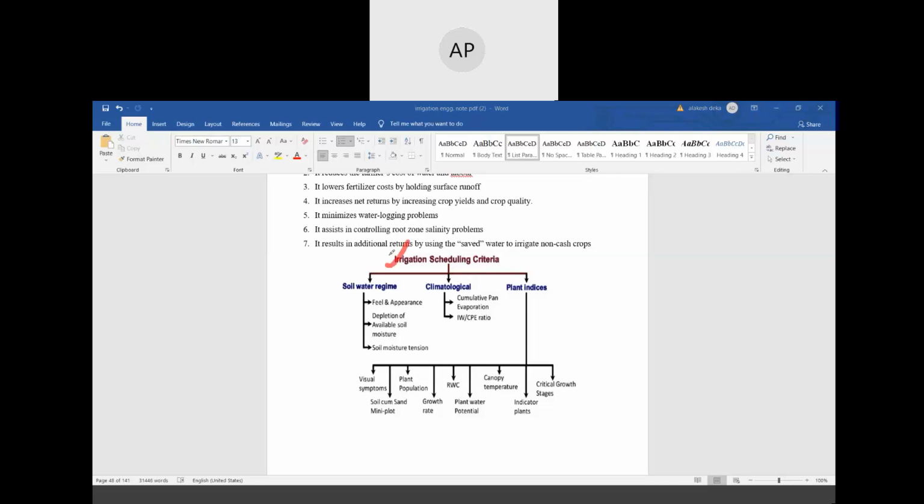These are some irrigation scheduling criteria: soil water regime, climatological and plant indices. Soil water regime includes depletion of soil moisture and soil moisture tension. Climatological approach depends on cumulative pan evaporation. Plant indices are visual symptoms, plant population, root, plant water potential, canopy, indicator plants, and critical growth stages.